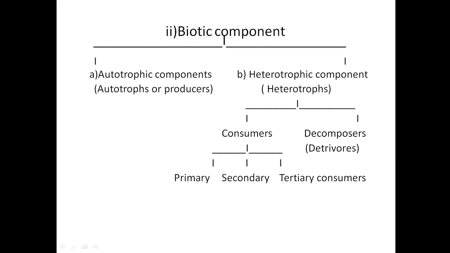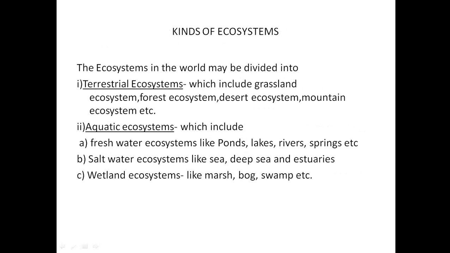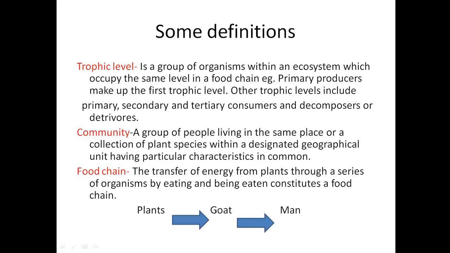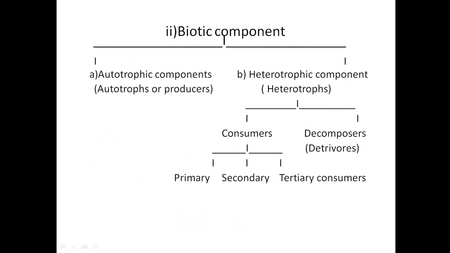Now, let us look at the consumers. What are the different types of consumers that will be there in an ecosystem? The consumers include primary consumers, secondary consumers, and tertiary consumers. The primary consumers are directly dependent on the producers. The secondary consumers are dependent on the primary consumers, and the tertiary consumers are dependent on the secondary consumers.